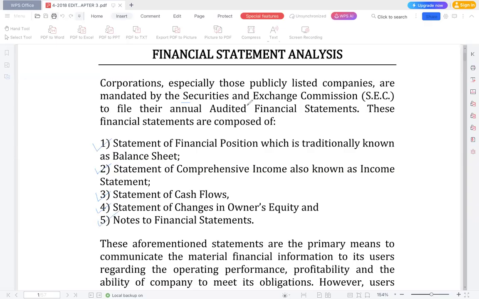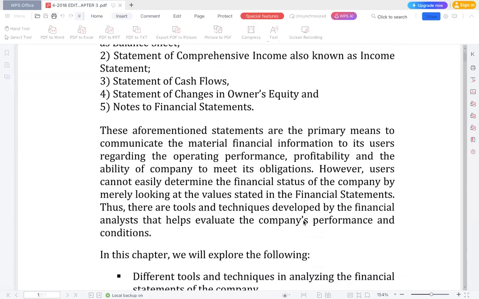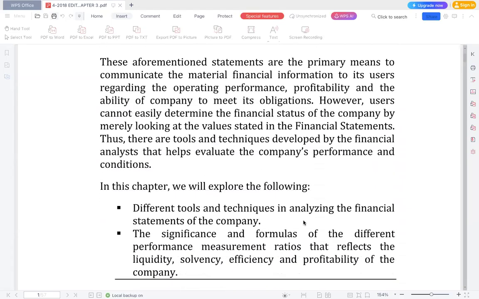The Securities and Exchange Commission, or the SEC, requires the firm to submit the audited financial statement. Moreover, the Bureau of Internal Revenue requires the firm, as well as individuals whose gross sales exceed 3 million pesos. Now let's focus on the financial statement of the firm, particularly the corporation.